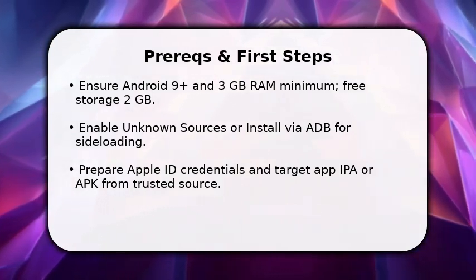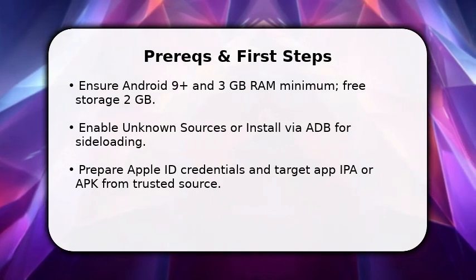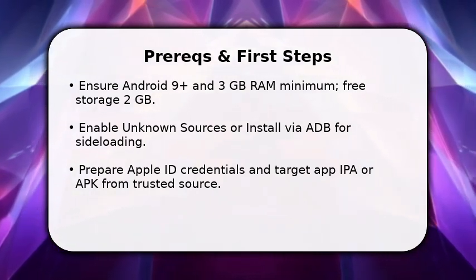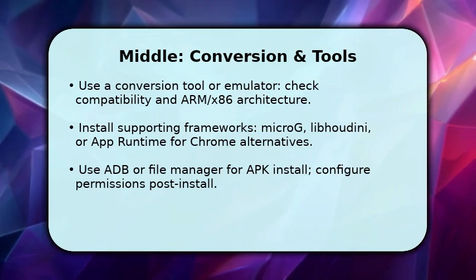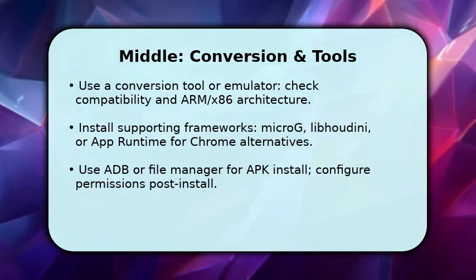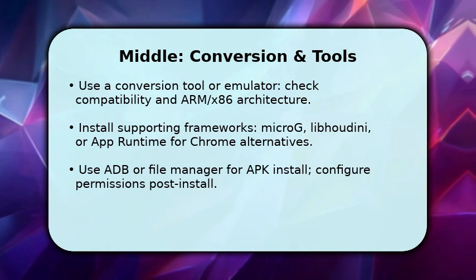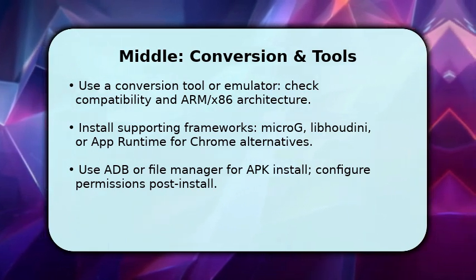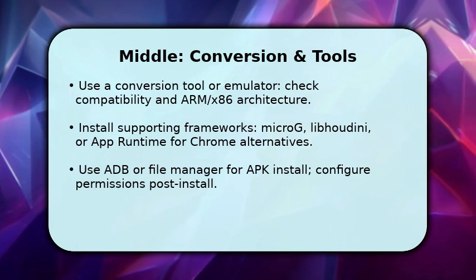Now you handle the complex middle work. Convert or bridge the package. If you only have an IPA, use an emulator or a compatibility layer that maps iOS APIs. Otherwise, grab the APK build. Make sure your device architecture, ARM versus x86, matches the binary.